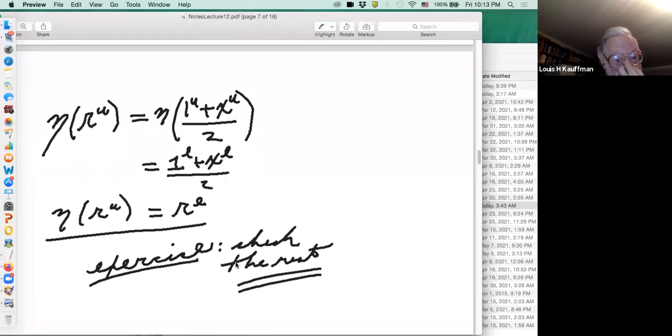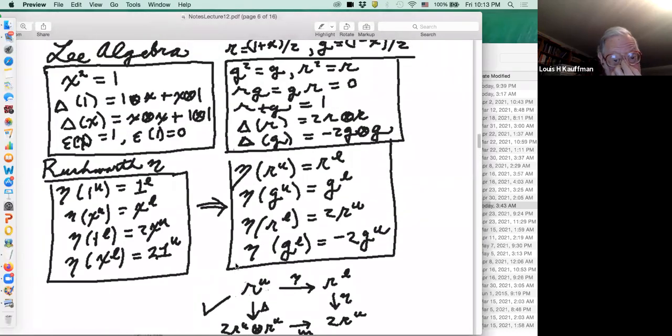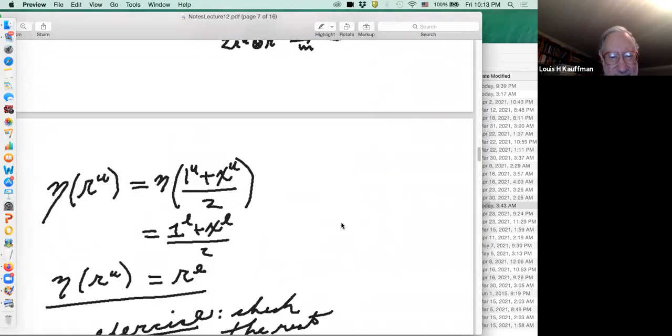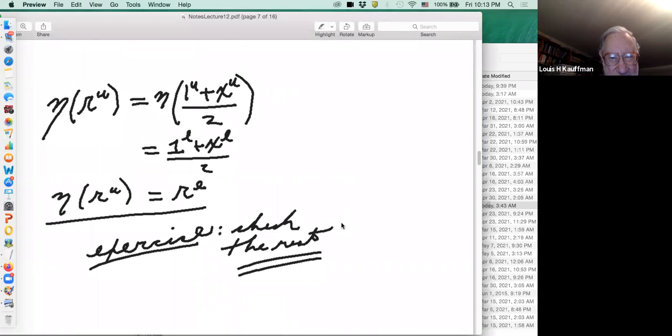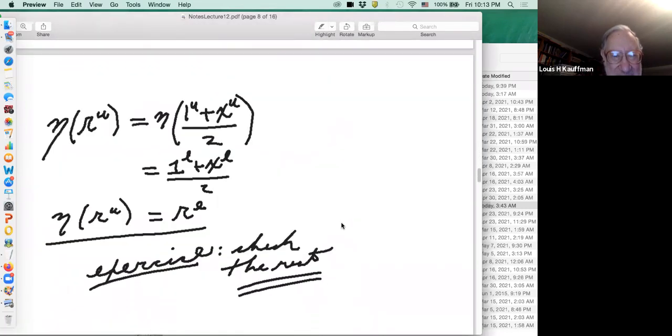I left it as an exercise for you to check that eta behaves this way on the R's and the G's. And since I'm supposed to hand you a problem set to do, this exercise is going to be on the problem set. You can bank on it.